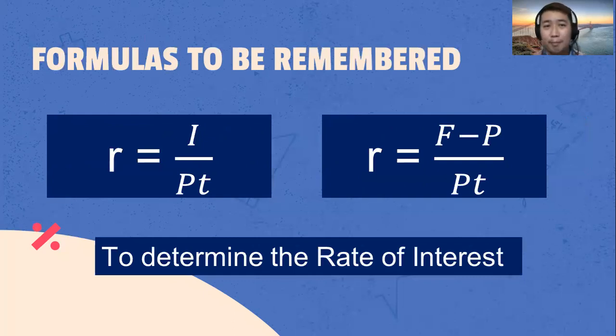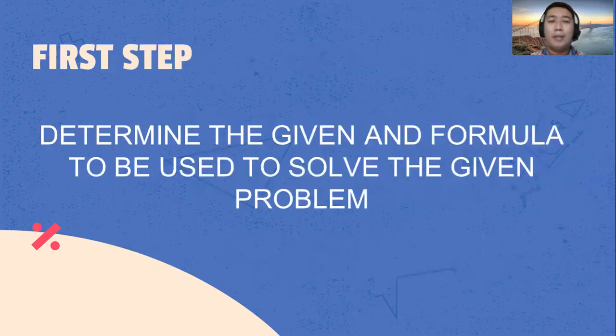So these are the formulas to be remembered. It depends on the given. To determine the rate of interest, we have two formulas. R, rate of interest, is equal to interest over the product of the principal amount multiplied by the time, or rate is equal to final value minus the principal amount over the product of the principal amount multiplied by the time. First step, determine the given and the formula to be used to solve the problem.